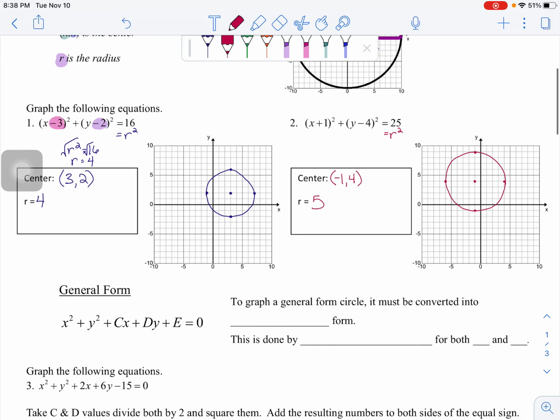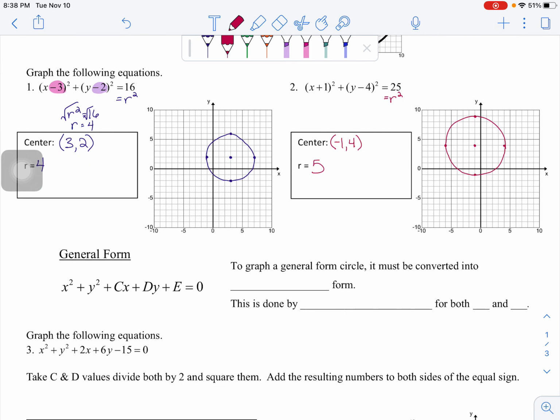Unfortunately, not all circles come in standard form. There is also something called general form. All right. And please make sure you know the difference between the two formats, because I may ask you questions where I ask you about standard form and I may ask you questions about general form. Now, if you are given a problem in general form, you need to convert to standard form.